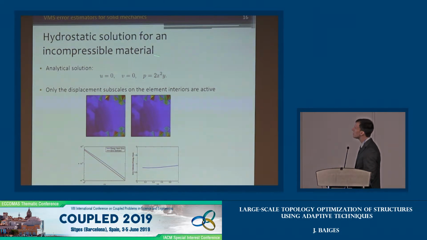This is a second hydrostatic solution for an incompressible material. In this case, only the displacement subscales on the element interiors are active. And again, we do a good job in approximating the exact energy norm error with our error estimator.